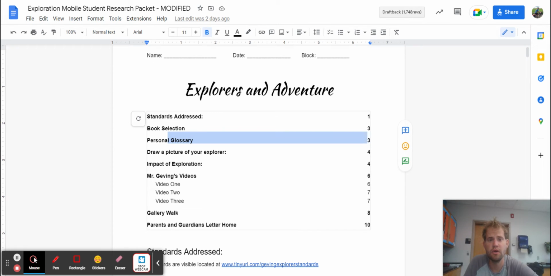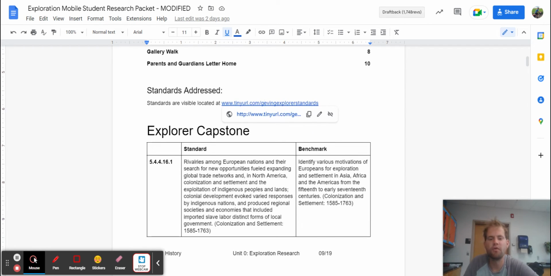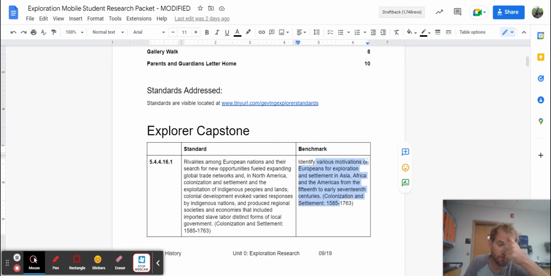This will walk us through what we'll be doing for the next few days. Underneath that, we have some sections talking about some standards. This will link if you are on a Chromebook, but this is on paper, so it's just something that we can either type in and see if we wanted to, or we could focus on our big goal, which is right here. We want to identify motivations for Europeans to explore the Americas. That's our goal. That's what this project will help us do.